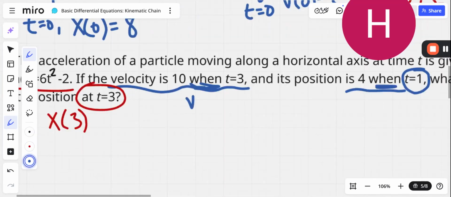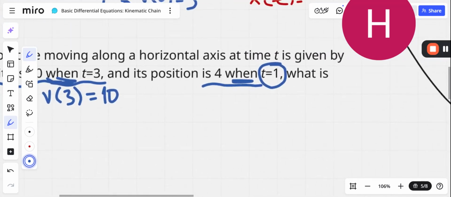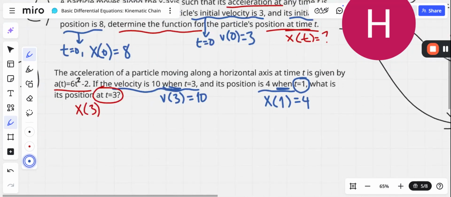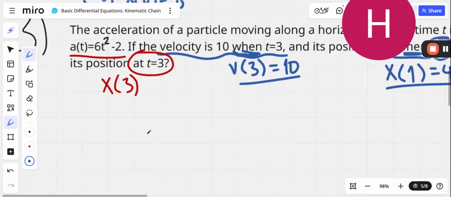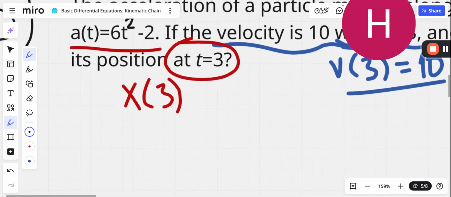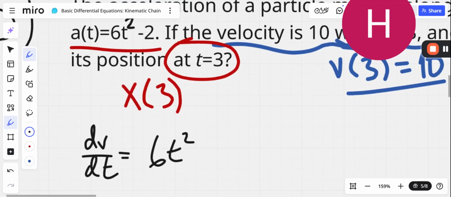This bit of information tells me that v of 3 is equal to 10, and this bit of information tells me that x of 1 is equal to 4. So I'm going to use these two conditions. Okay, let's start off with the fact that acceleration is dv/dt. It equals 6t squared minus 2 with the initial condition that v of 3 equals 10.